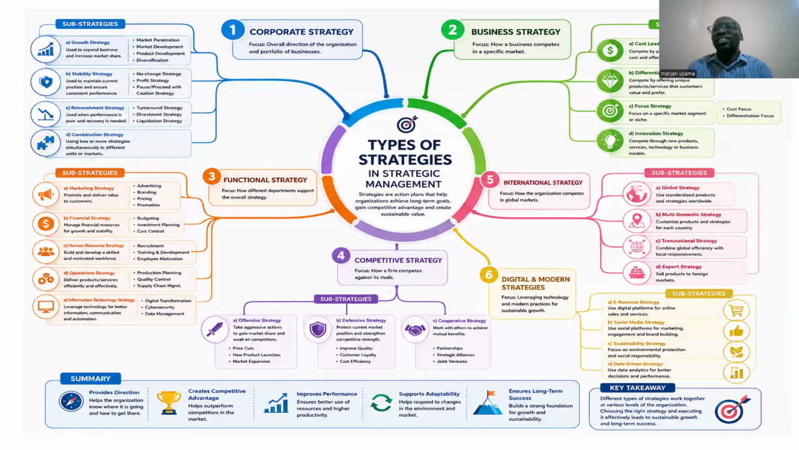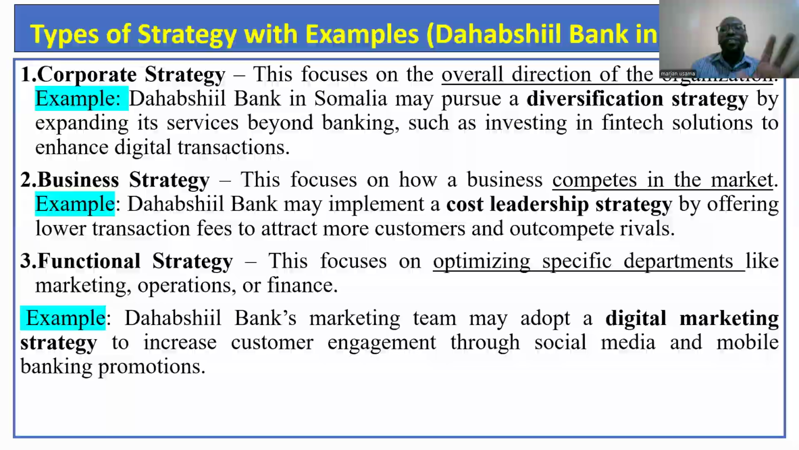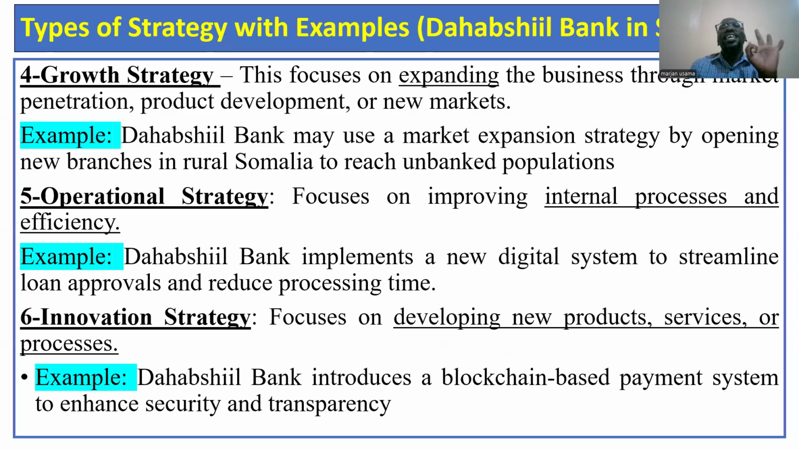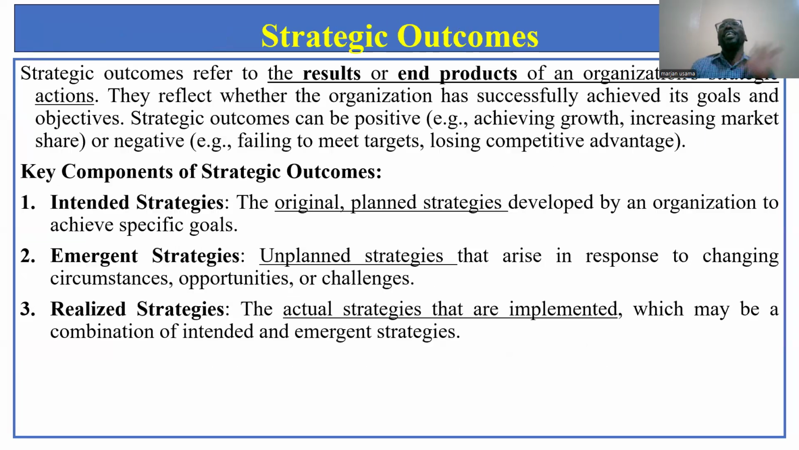But now these strategies here, they are grouping all these strategies in 3. Number 1, intended strategy. This is the original plan strategy developed by an organization to achieve specific goals.